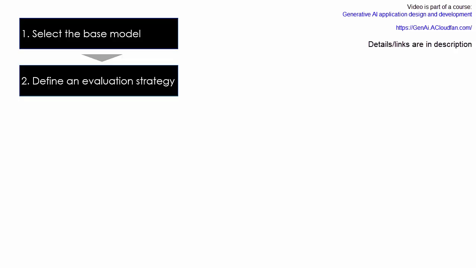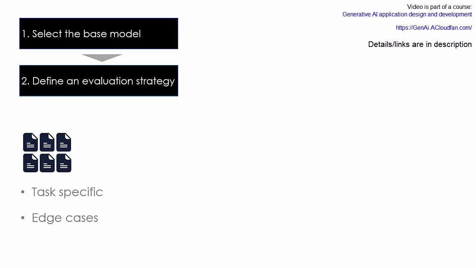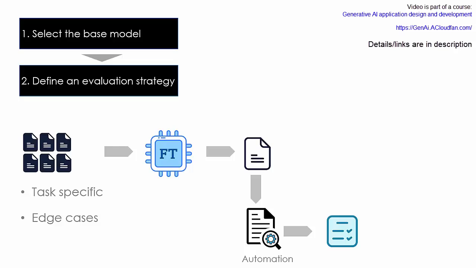A common approach is to create a task-specific test or evaluation dataset with unseen data. This dataset should include edge cases to evaluate how the fine-tuned model handles novel patterns and unexpected inputs. By testing edge cases, you can assess the model's robustness in real-world scenarios. Evaluation is carried out with an automation that consumes the test dataset and generates a report. However, for some tasks, automating the evaluation may not be feasible.